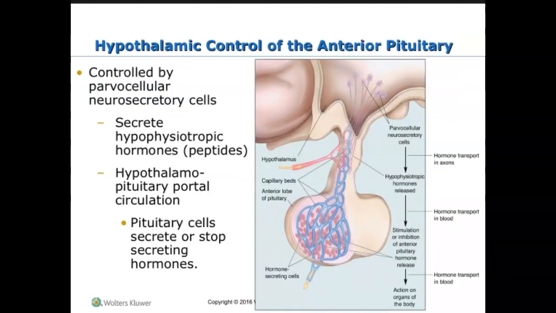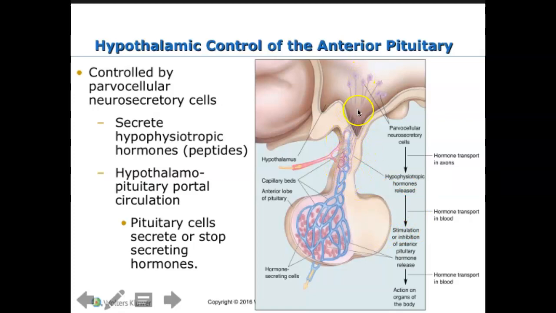Now, the second portion of the hypothalamus is the anterior pituitary, and the anterior pituitary is different. There are no secretory neurons there that would secrete directly into the bloodstream. However, there are parvocellular cells. If you recall back, parvo means they're small little neurosecretory cells. The difference here is while the posterior pituitary releases hormones directly into the bloodstream, the anterior pituitary is sort of a very, very short range release.